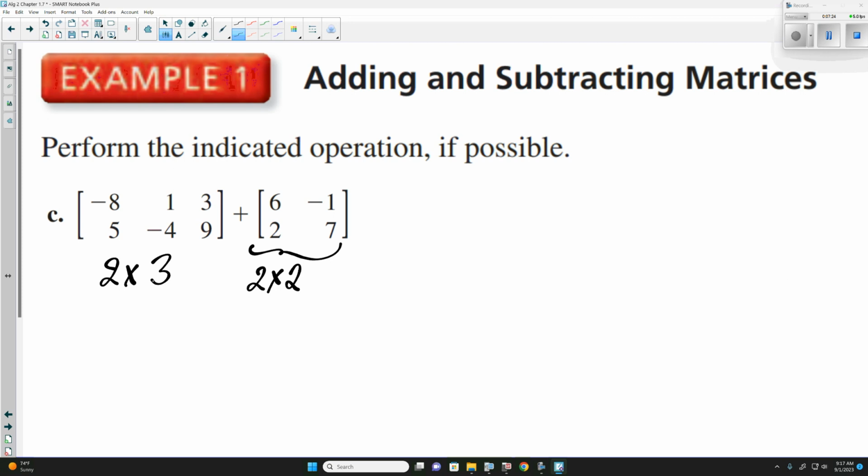Well, perform the indicated operation, what? So this is not possible. Because if the dimensions are not the same, we cannot add or subtract.